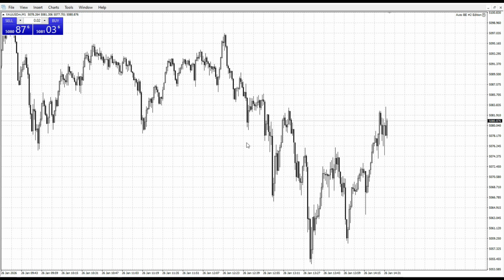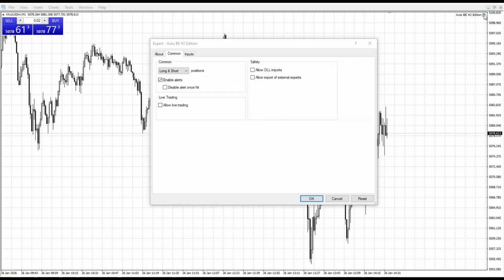Hi traders. In this video, I'm going to show you the AutoBE Second Edition, a MetaTrader 4 utility that manages your trade exits automatically. It sets stop-loss levels, protects profits with break-even adjustments, and can even close part of your position automatically. Whether you trade manually or with EAs, this tool helps you keep your trades organized and your profits secure.